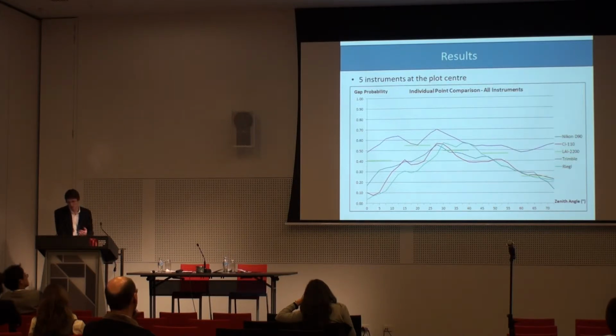So the first test we did was we put all the instruments at one point and compared the gap probability over the zenith angle. On the x-axis we have zenith, and on the y-axis we have the gap probability. So we can start to see trends emerging between the instruments for this one point, and this will be investigated further.